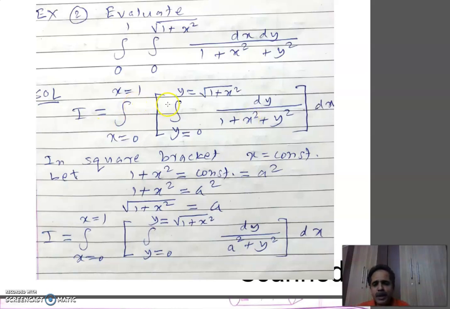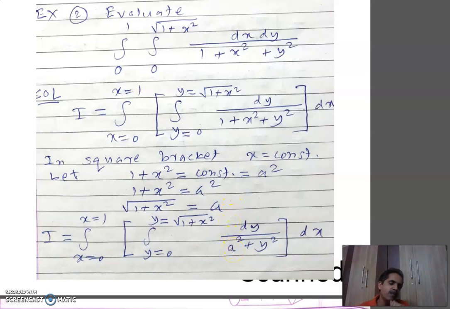Now for the square bracket, as I told you, y is the variable of integration and x is a constant. Because x is a constant, 1 plus x square became constant, and let's take that constant as a square. That means 1 plus x square is a square. Taking square root, we can have under root of 1 plus x square as a, and make this substitution in the above integral. We have replaced 1 plus x square by a square. The rest of the quantity remains as it is.